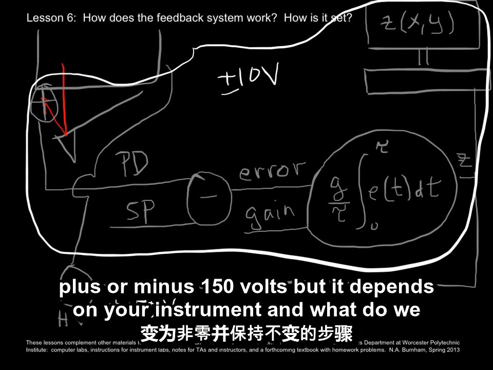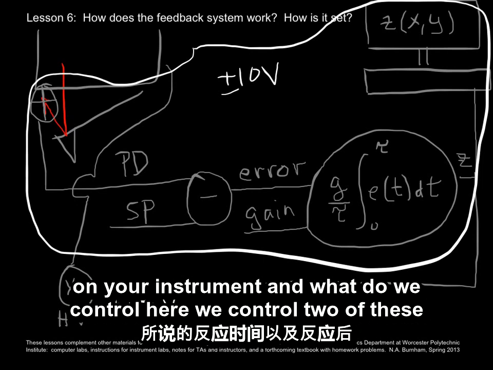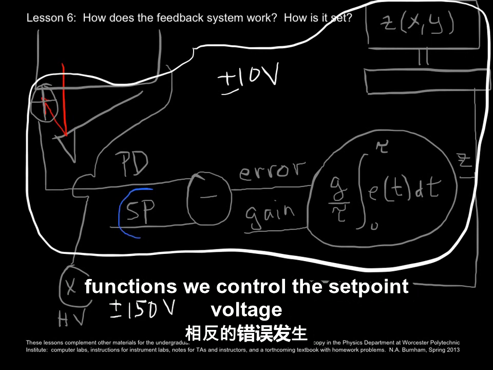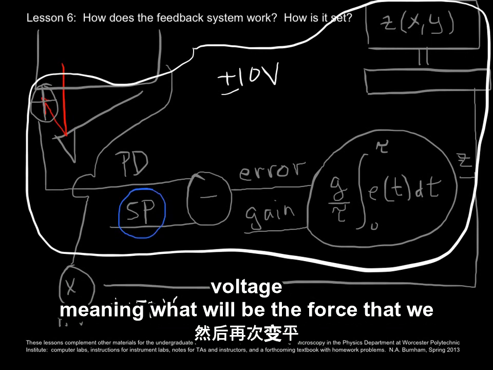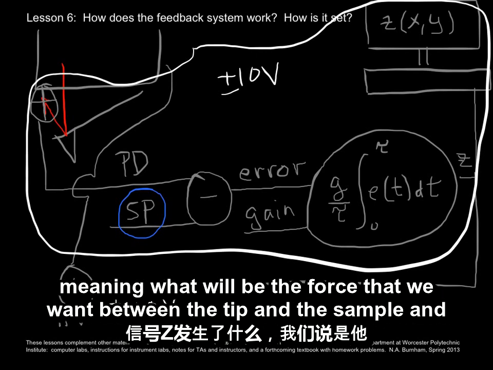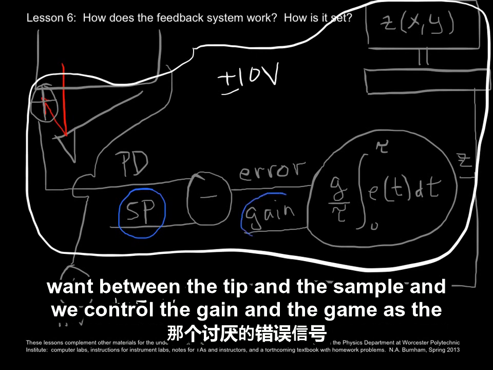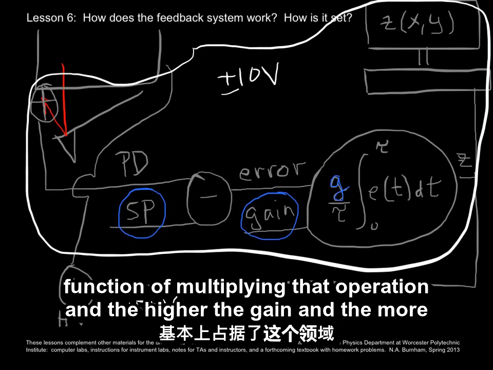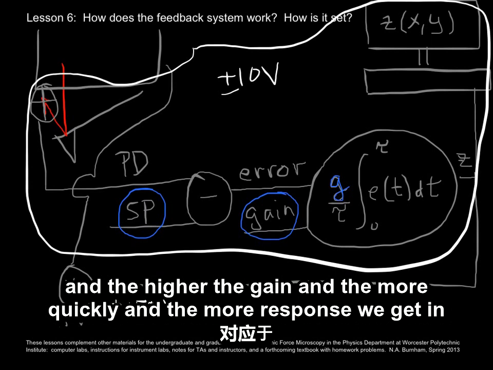And what do we control here? We control two of these functions. We control the set point voltage, meaning what will be the force that we want between the tip and the sample, and we control the gain. And the gain has the function of multiplying that operation, and the higher the gain, the more quickly and the more response we get in Z.